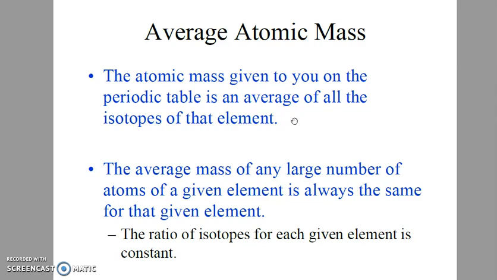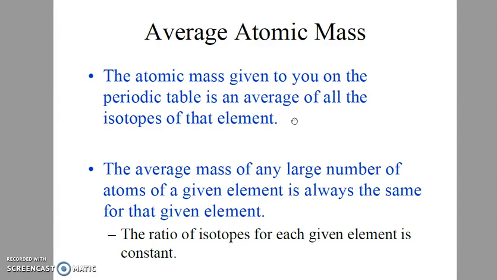However, notice that the average for 12 and 14 for carbon is not 13. Okay, so we don't find the average by adding them together and dividing by 2. To find the average is going to be a little bit more difficult because there are hundreds of millions of carbon atoms. So we're going to have to look at percentages.